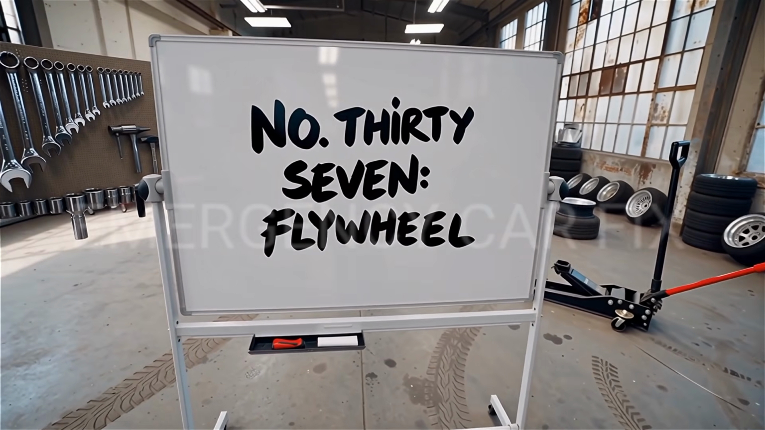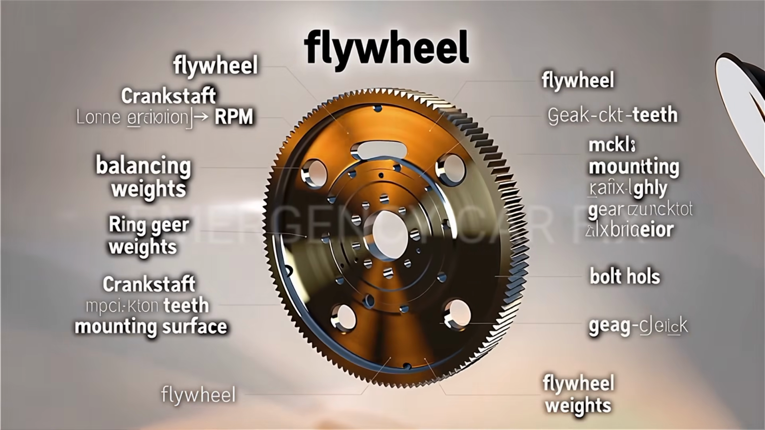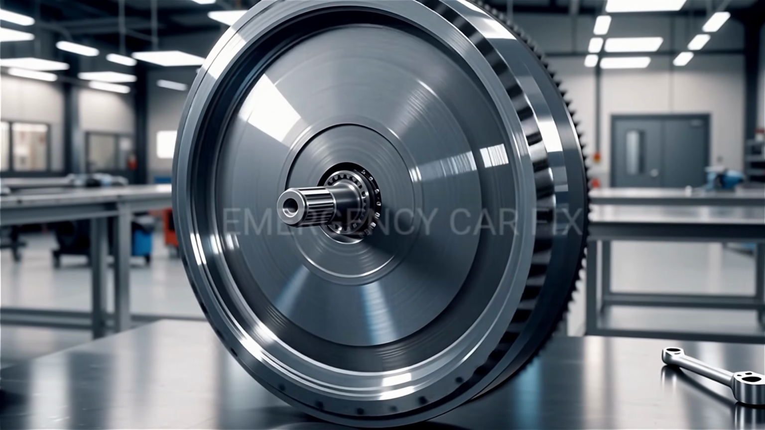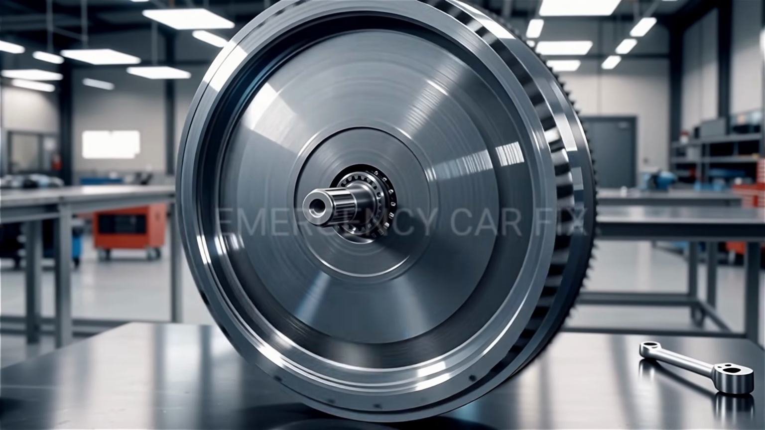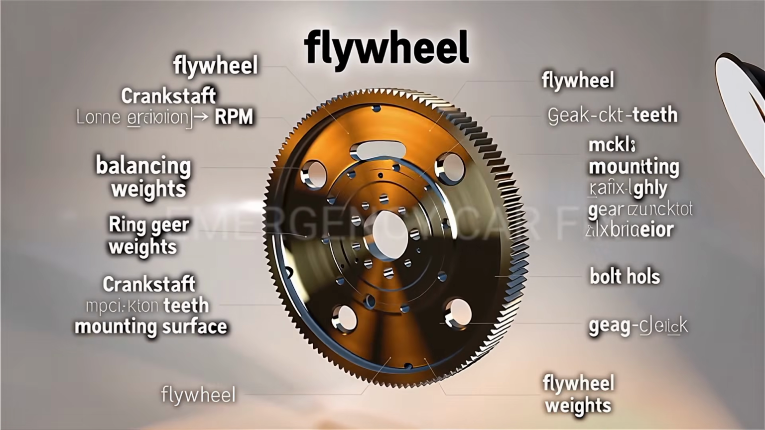Number 37. Flywheel. The flywheel stores rotational energy from the crankshaft, helping maintain smooth engine operation by balancing power delivery and assisting the starter motor in initiating engine rotation during startup sequences consistently.